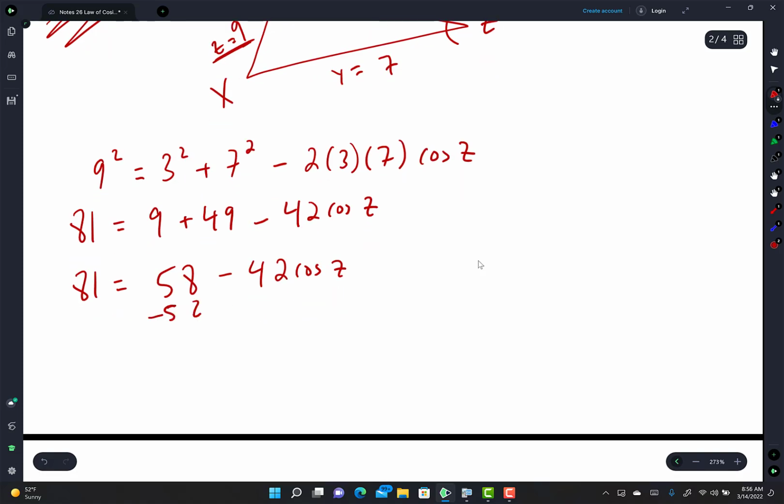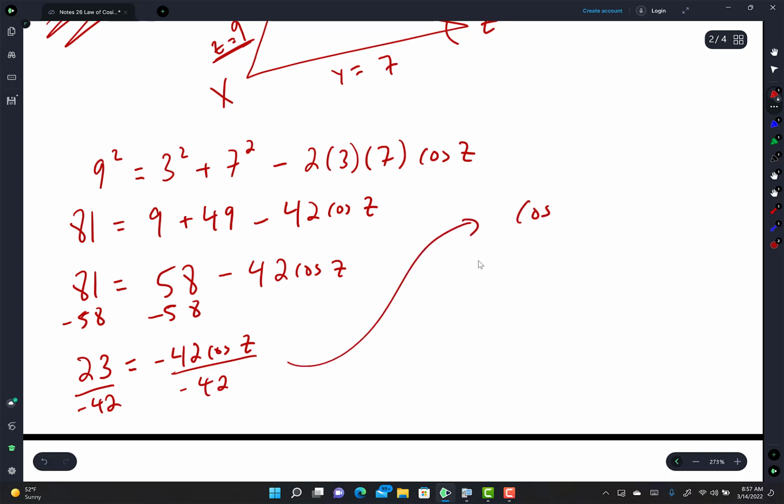Subtract the 58. Subtract the 58. What's 81 minus 58? 23, right? 23 equals negative 42 cosine Z. We're trying to get cosine Z by itself, so I'm going to divide by negative 42. So I have cosine Z is equal to negative 23 over 42.